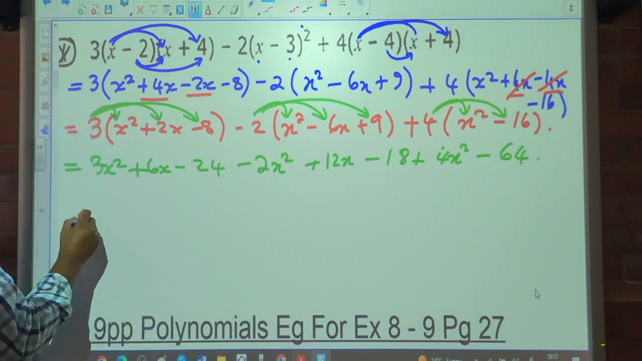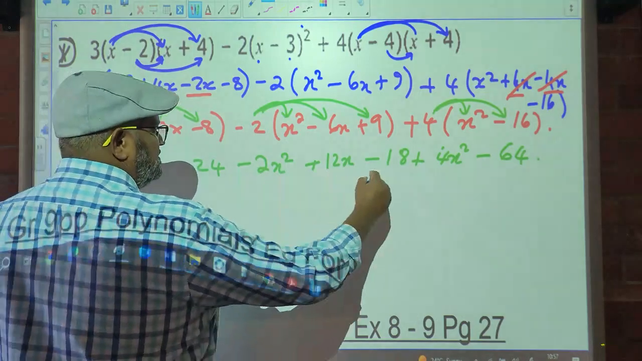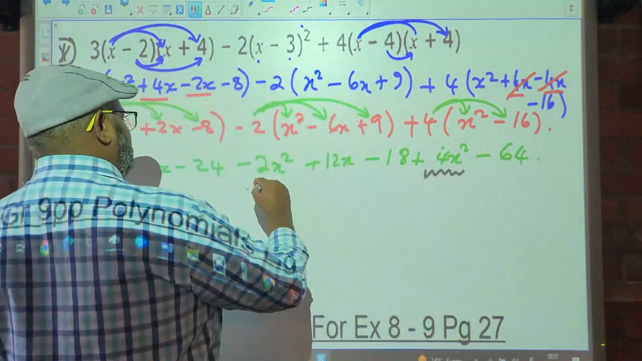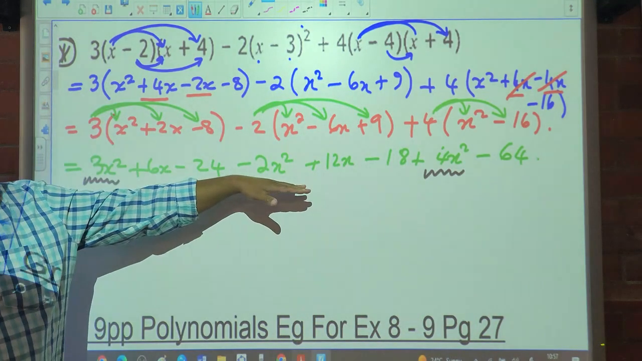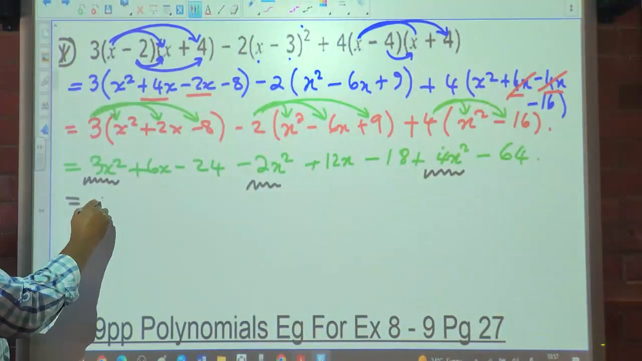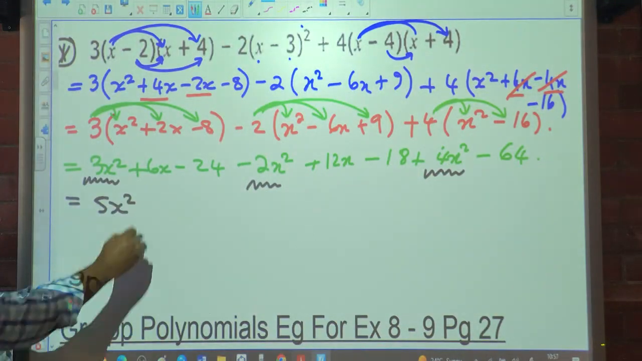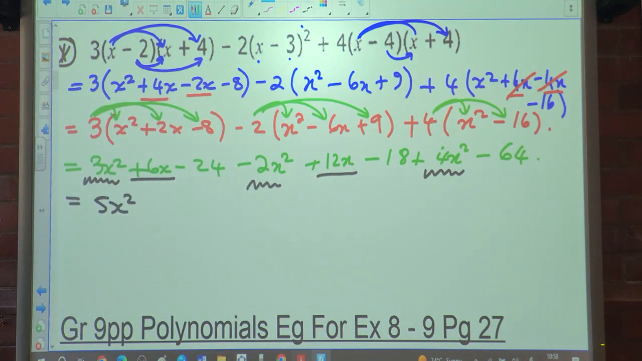So 3x squared is a like term, 4x squared is a like term too, and negative 2x squared. What is 3x squared minus 2x squared? x squared. Plus 4x squared, 5x squared. Nice. What is 6x plus 12x? What's 6 plus 12? 18. So 6x plus 12x is 18x. Or 18x squared? 18x. Why?